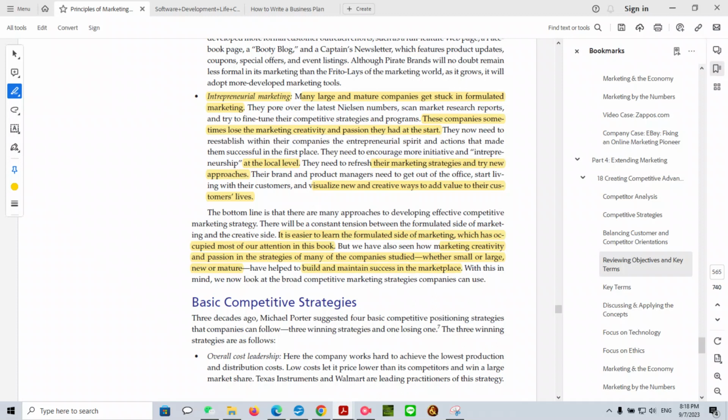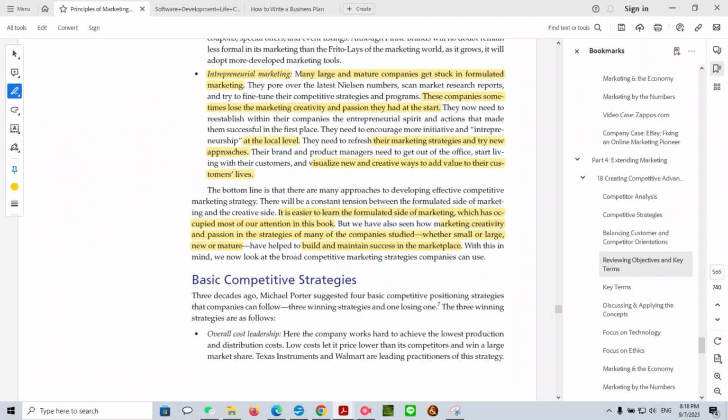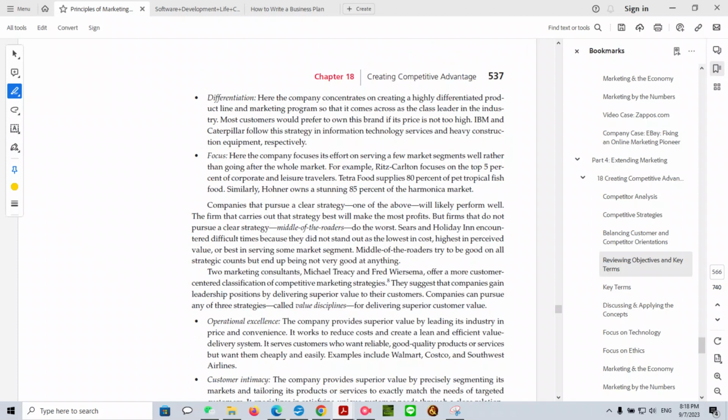So a lot of that stuff with smaller companies is more about quality control and the brand image than it is some pre-formulated strategy.